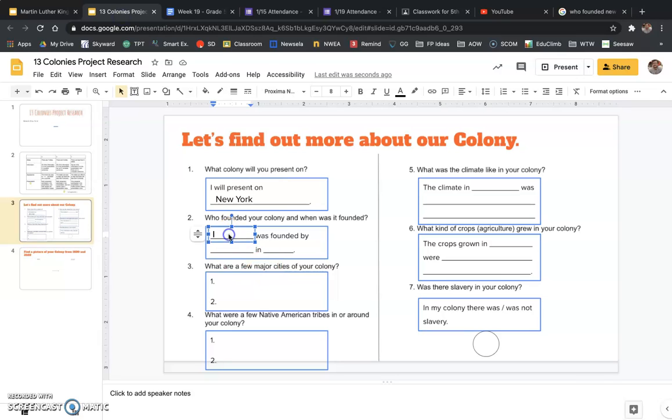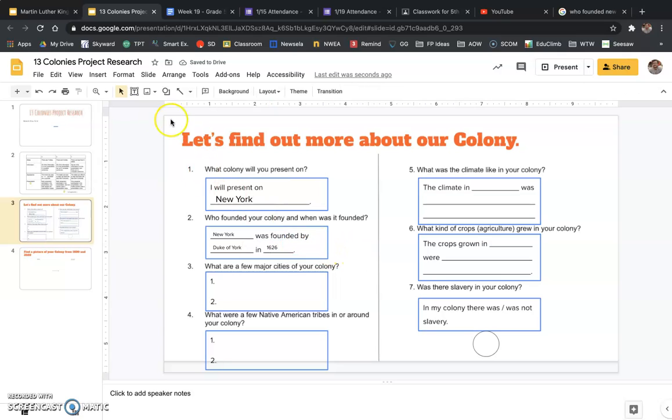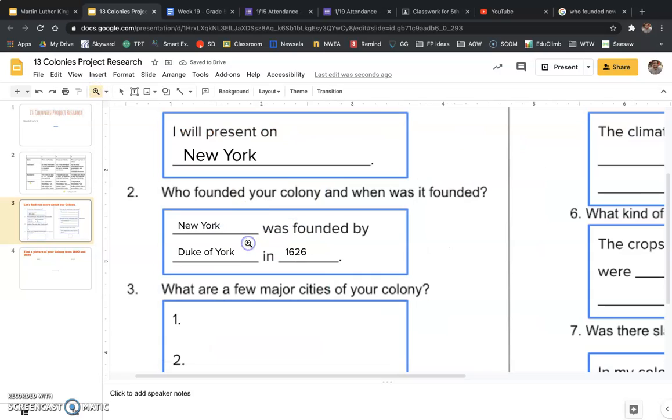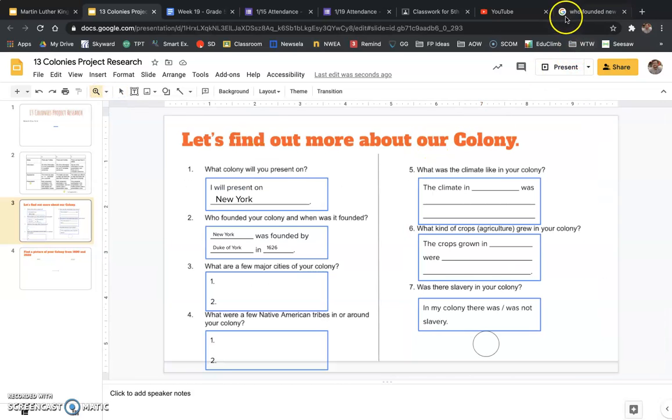All right, now you obviously will have a different one than me. If you picked a different colony, you probably have a different answer. So it was founded by the Duke of York in 1626. I know that's very small. Let me see if I can zoom in. All right, so New York was founded by the Duke of York in 1626. I found that information on Google right here.